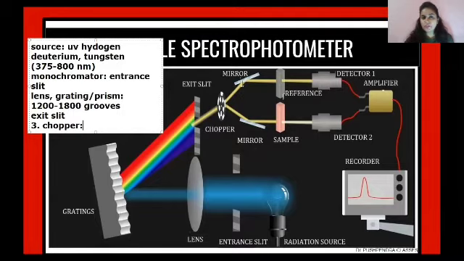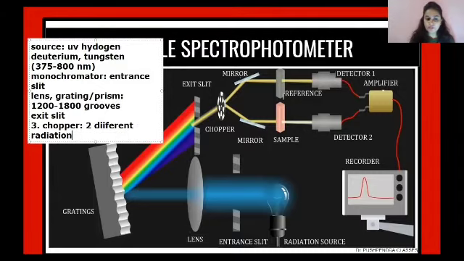Now, why 2 different sections? Because one we want to pass to the reference sample, and the other we want to pass to the sample solution. So the chopper will bifurcate the entire radiation into 2 different radiation sets.